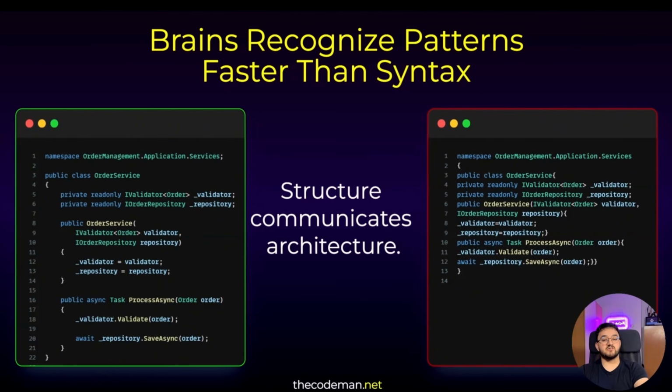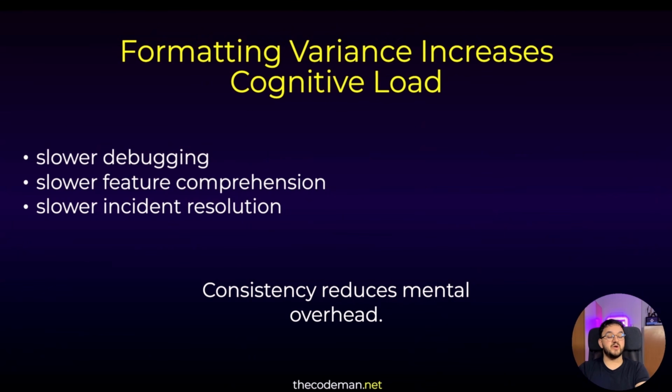Human brains recognize patterns faster than they parse syntax. Consistent formatting creates predictable visual structure. Indentation depth signals scope. Brace placement signals boundaries. Namespace structure signals architecture. When formatting varies, the brain spends time reparsing structure instead of reasoning about behavior. This affects debugging speed, feature understanding, incident resolution time. Consistency reduces mental overhead. That is real production value.